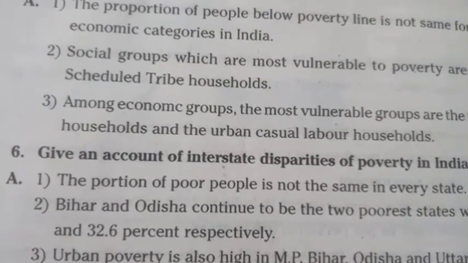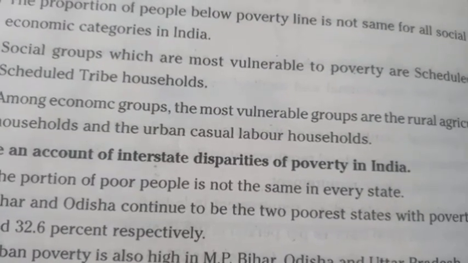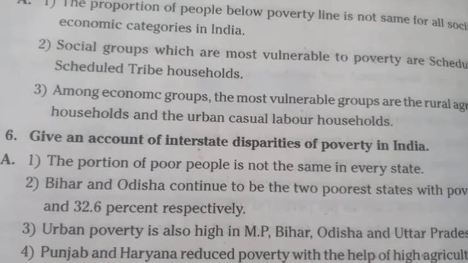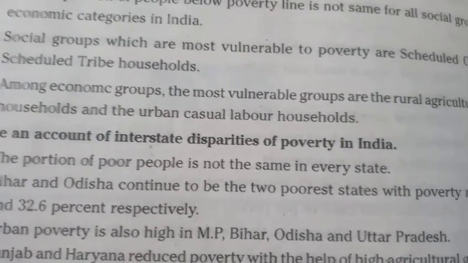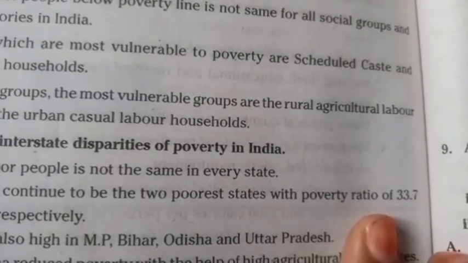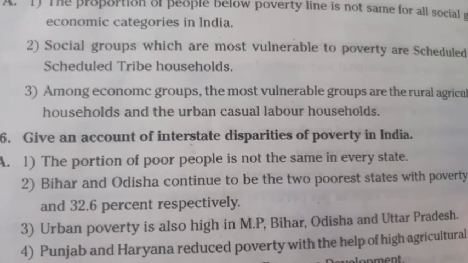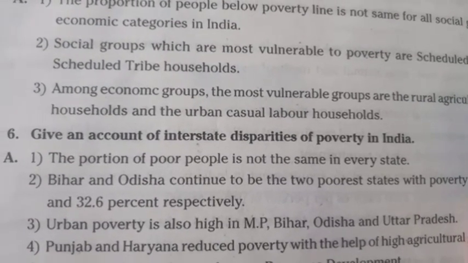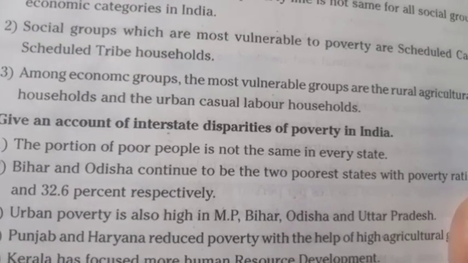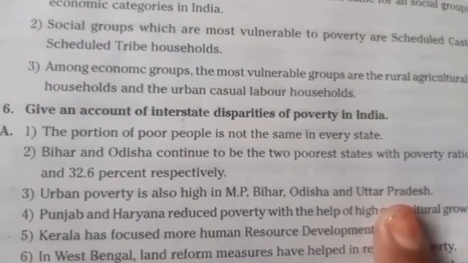Sixth question: Give an account of interstate disparities of poverty in India. Answer. First point, the proportion of poor people is not the same in every state. Second point, Bihar and Odisha continue to be the two poorest states with poverty ratios of 33.7% and 32.6% respectively. Third point, urban poverty is also high in MP, Bihar, Odisha and Uttar Pradesh.